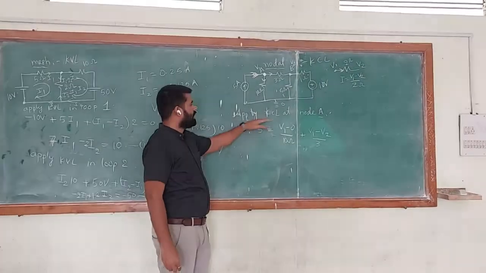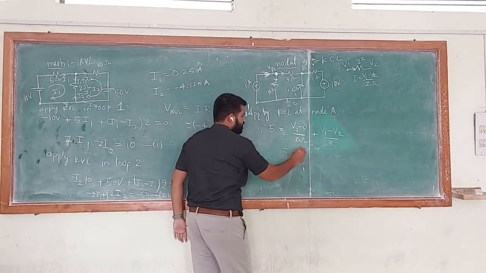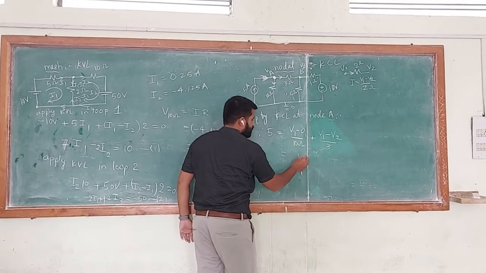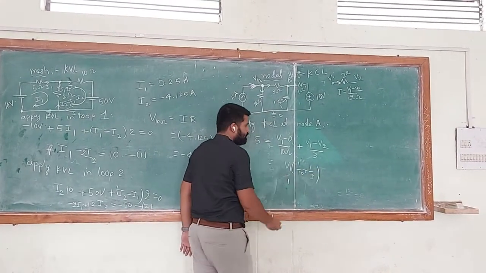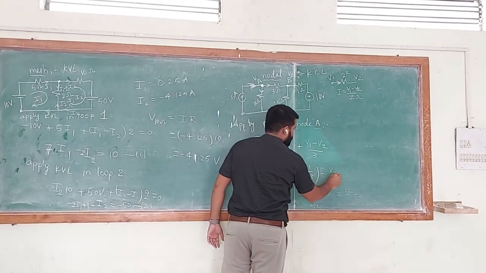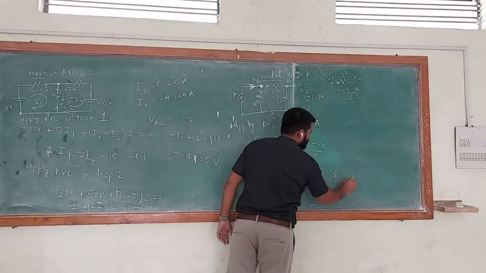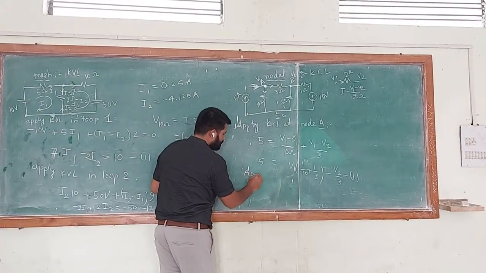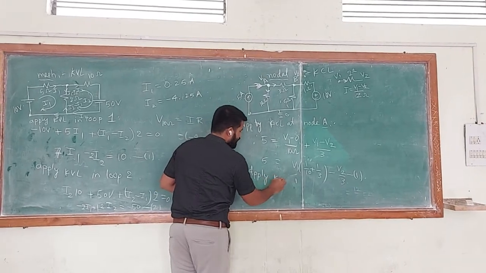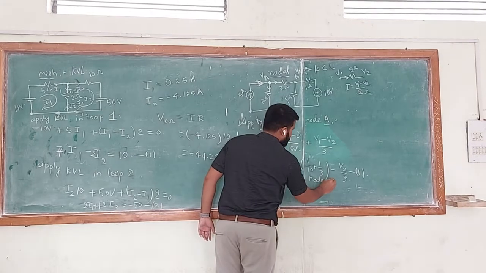We have done the KCL at node 1. We can simplify. We can write the V1 coefficient: 1 by 10 plus 1 by 3, minus V2 by 3, is equal to 5. I am calling it equation 1. In a similar way, apply KCL at node B.